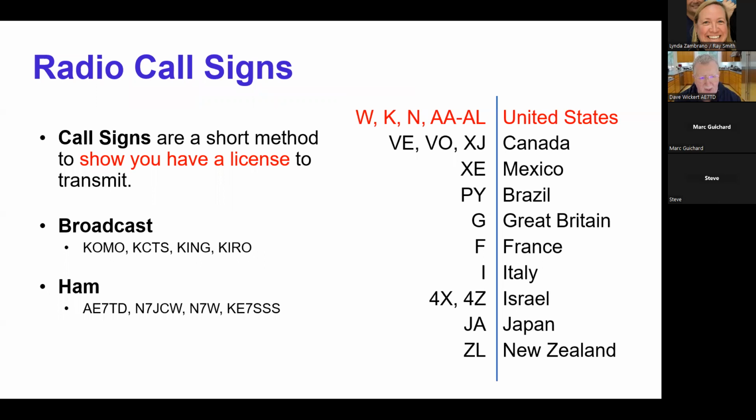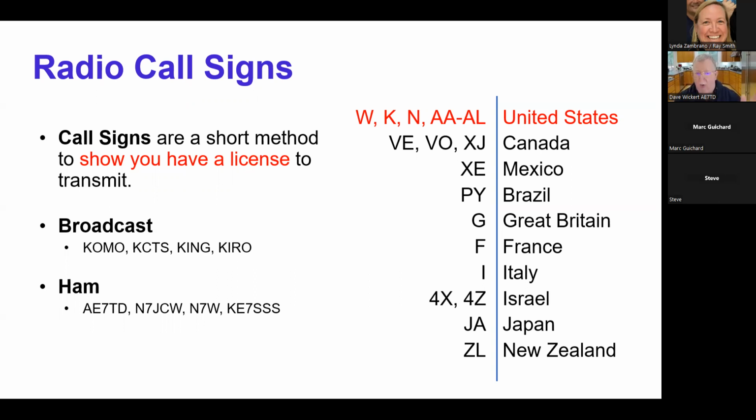You may listen on the radio or on the TV where they have a KOMO, K-O-M-O, King, K-I-N-G, Cairo. Those are all radio stations and TV stations. The fact that they start with the letter K means that they're located west of the Mississippi. If you look at radio stations that are east of the Mississippi, they start with a W, like WABC out of New York City.